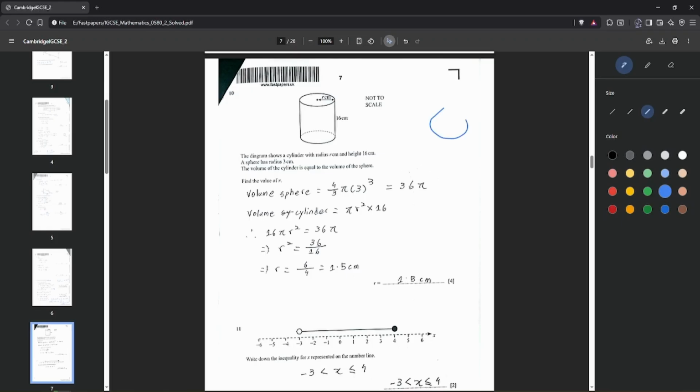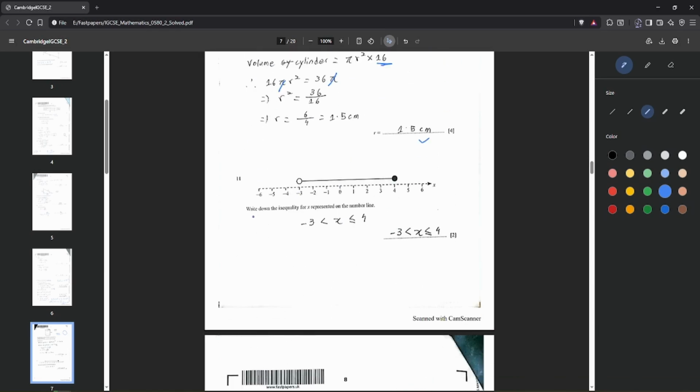Now the volume of the cylinder, so let's draw the sphere at first. And the volumes of these two shapes are equal, right? So the height of the cylinder is 16, so we have pi r squared into the height 16. If we do this, this will be equal to 36 pi, right? Pi and pi get cancelled, so we have 16 r squared is equal to 36. This is 36 by 16, and if we take the root, it becomes 6 by 4, which is equal to 1.5 centimeter.